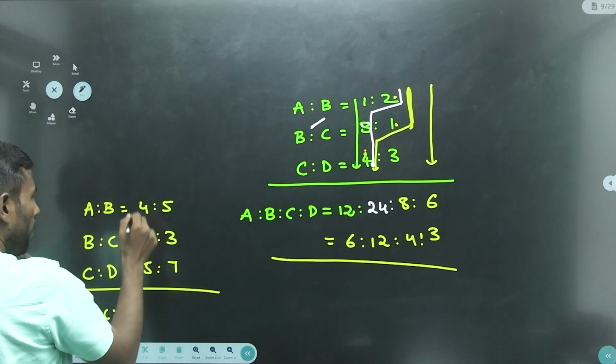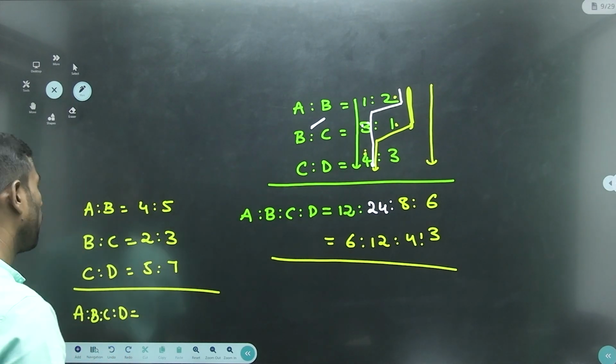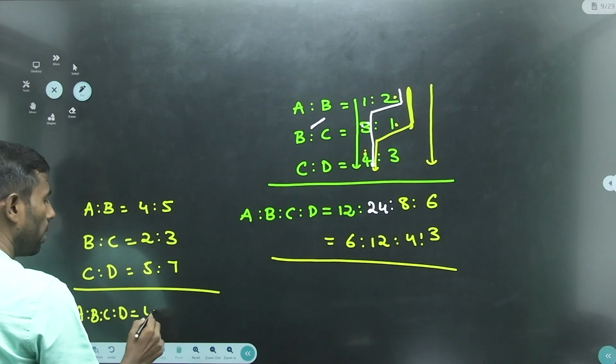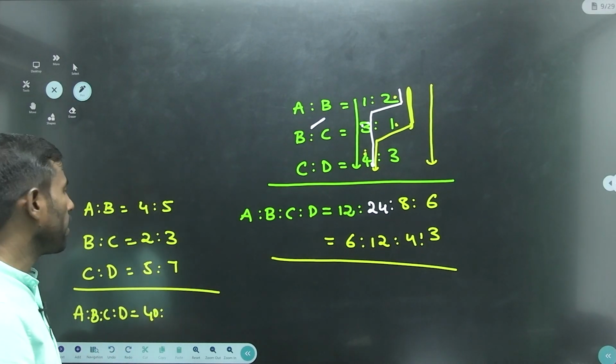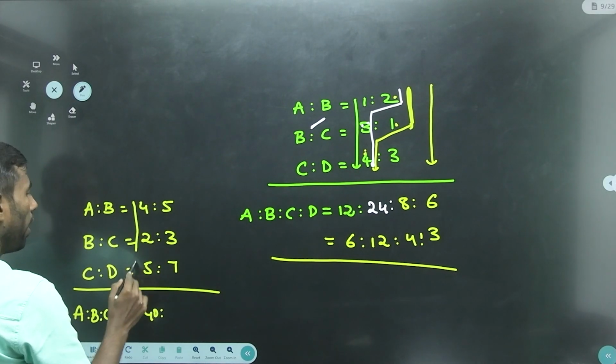first ratio value A. Multiply first column. 4 2 is 8. 8 5 is 40. This is the A ratio value.